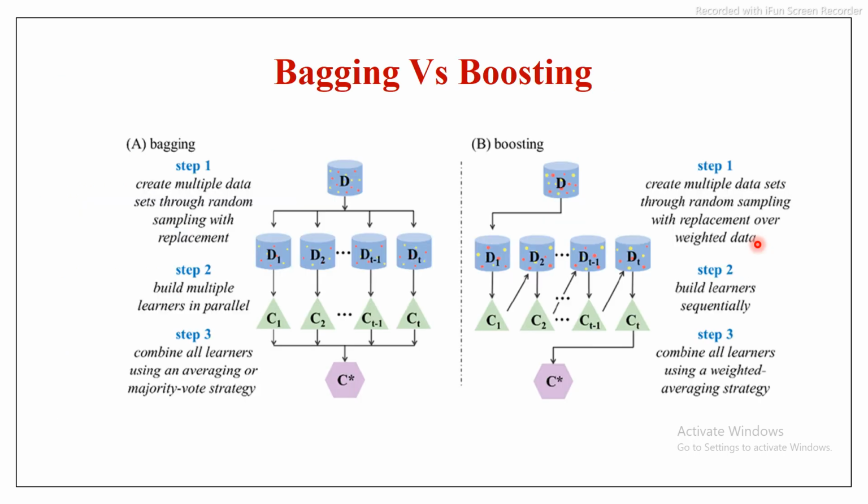Then there comes the concept of bagging and boosting. Bagging means creating multiple data sets through random sampling with replacement, building multiple learners in parallel, and combining all learners using averaging or majority vote. This is called bagging. In boosting we do the same thing, but we use a weighted average. Weighted average means C1 times its weight plus C2 times its weight, up to CT times its weight, divided by the number of C1, C2 to CT. This is called boosting. We combine all the ensembles and use the weighted average. So there is a difference between bagging and boosting.